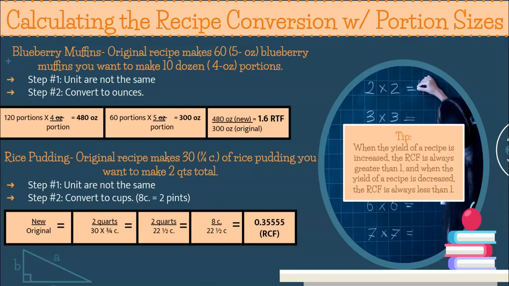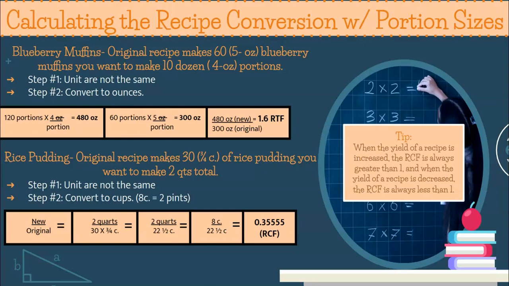Okay. Your old yield, which was the 5-ounce portions. So you're going to set it up the same way, 60 times 5-ounce portions, and you're going to have an old yield of 300. All right, so you take your new yield of 480, divide by your old yield of 300, and your conversion factor is 1.6.